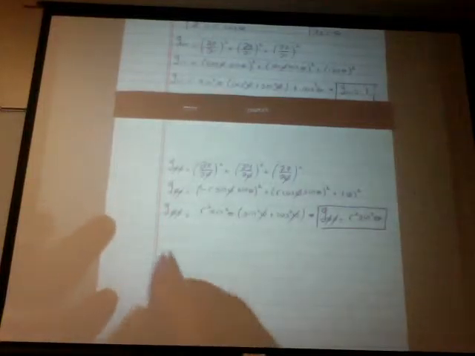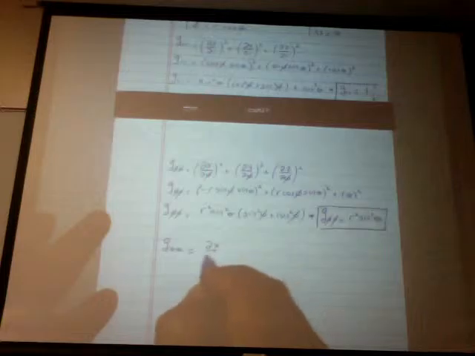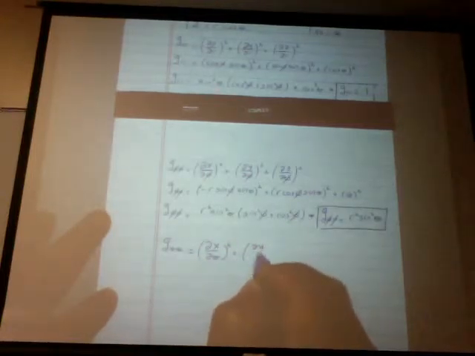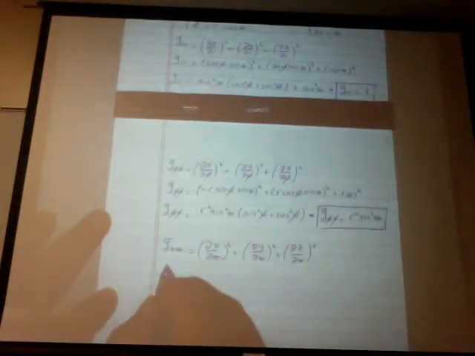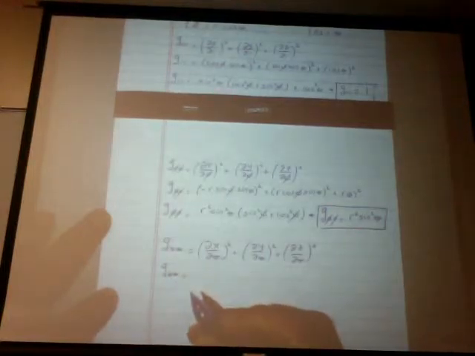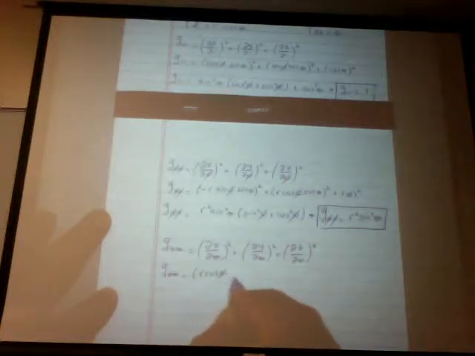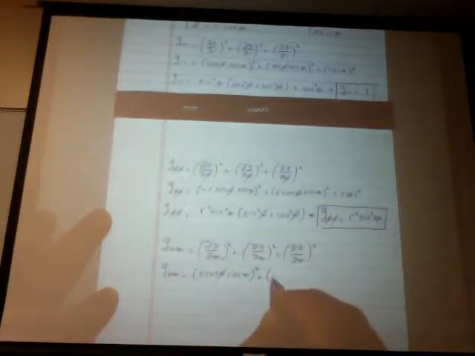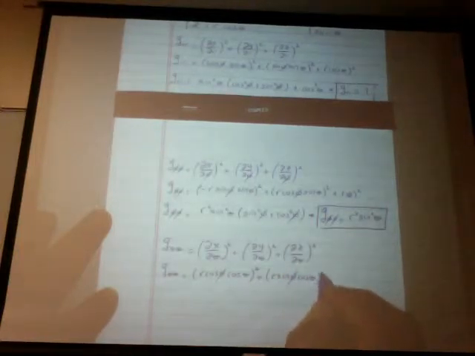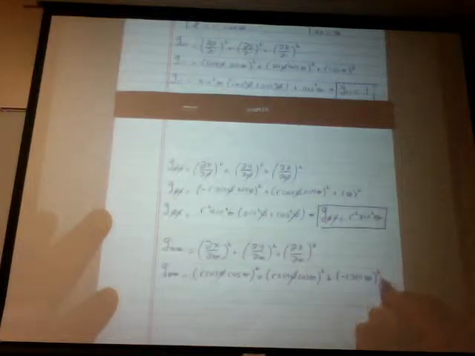Then, finally, g theta theta, which is dx d theta squared plus dy d theta squared plus dz d theta squared. G theta theta is equal to x with respect to theta, which would be r cosine phi cosine theta, squared. Y with respect to theta would be r sine phi cosine theta, squared. And z with respect to theta would be minus r sine theta, squared.